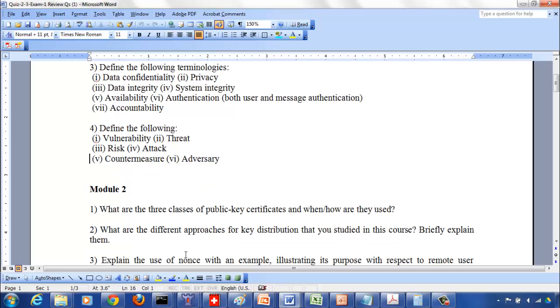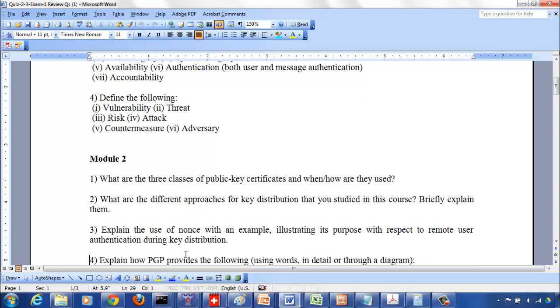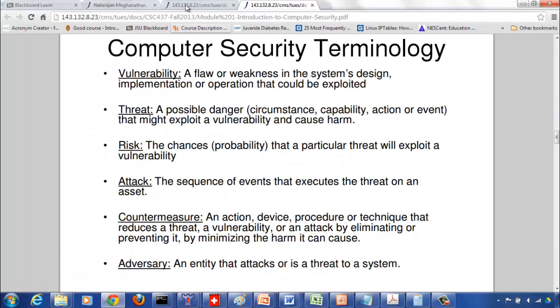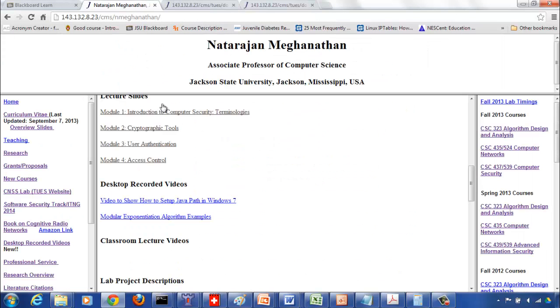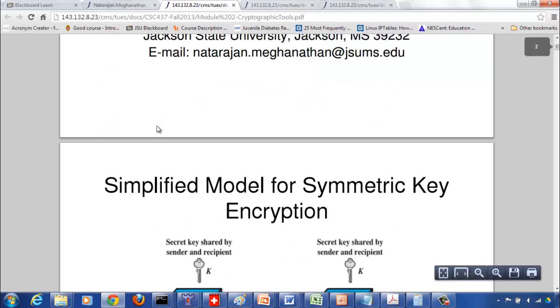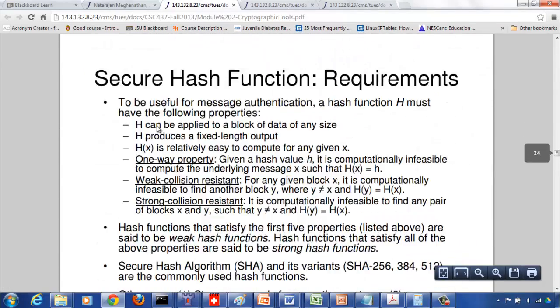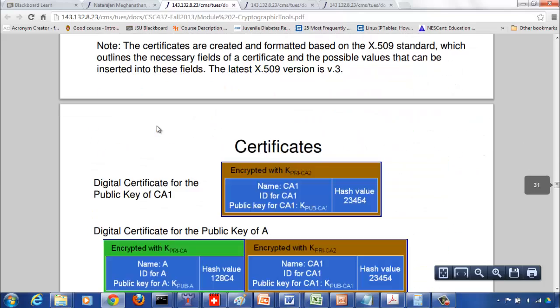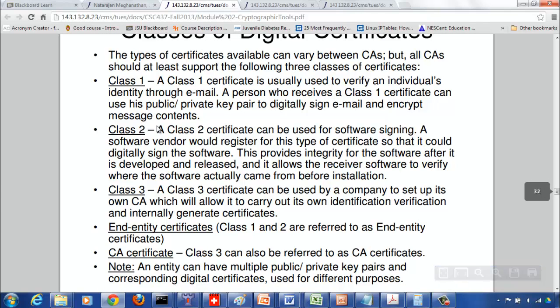Then module 2: the three classes of public key certificates and when and how they are used. So what are the three classes? Class 1, 2, 3. Class 1 is for individual users. So if I want to digitally sign my email, I can use a class 1 certificate.